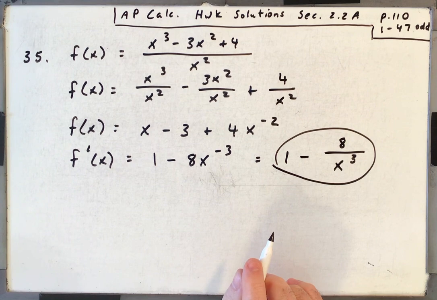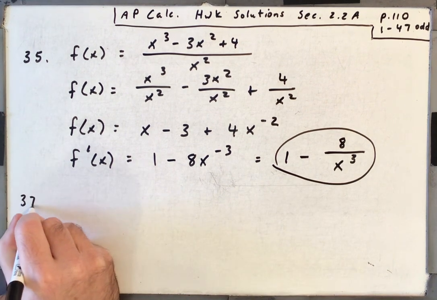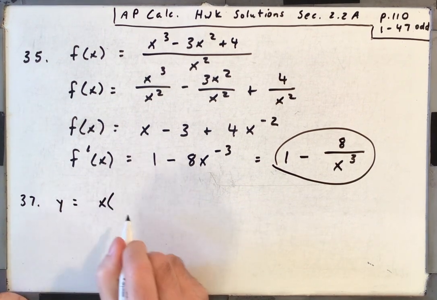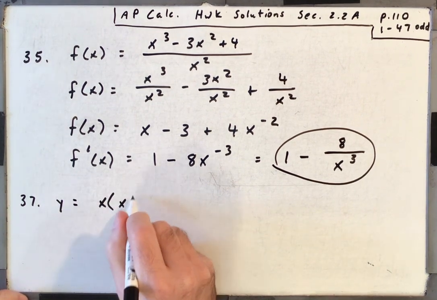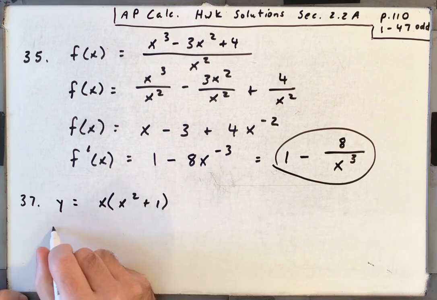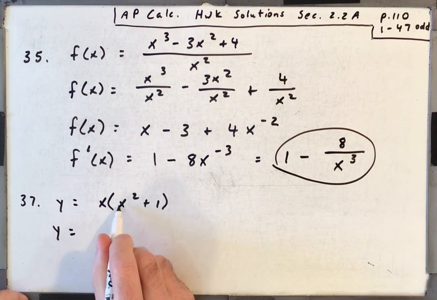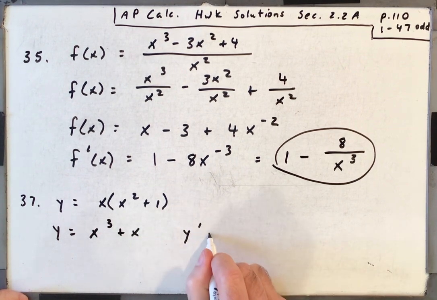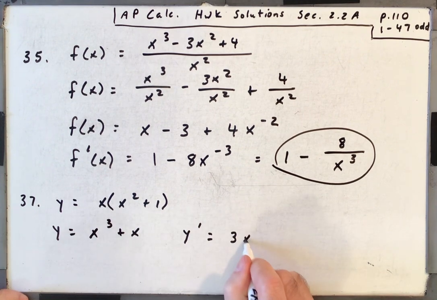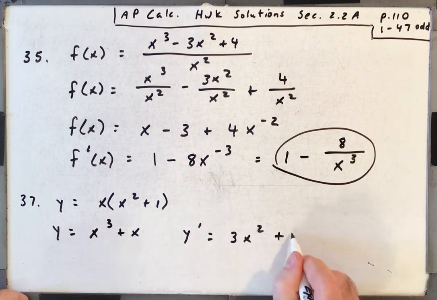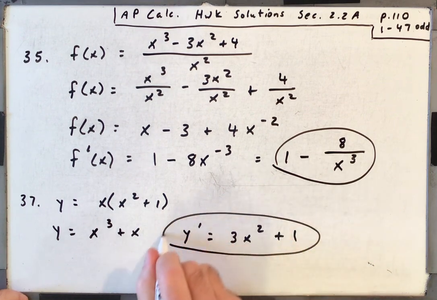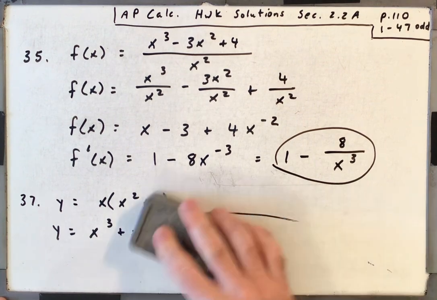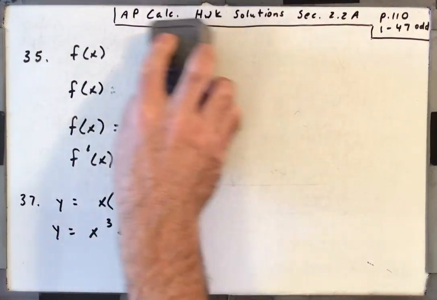Okay, 37. f of x is equal to x times x squared plus 1. So y is equal to, let's distribute the x, that's x cubed plus x. So no problem, y prime would be 3x squared plus the derivative of x is 1. All right, brilliant. These are great.